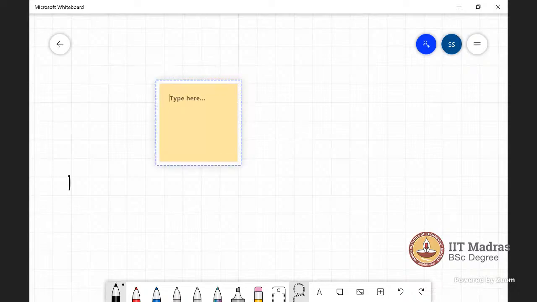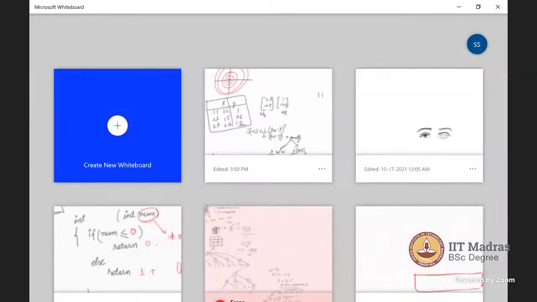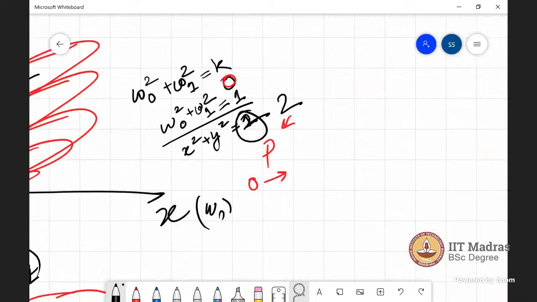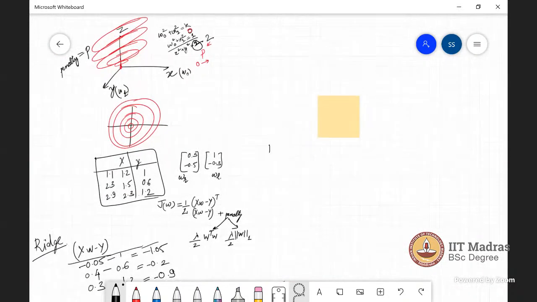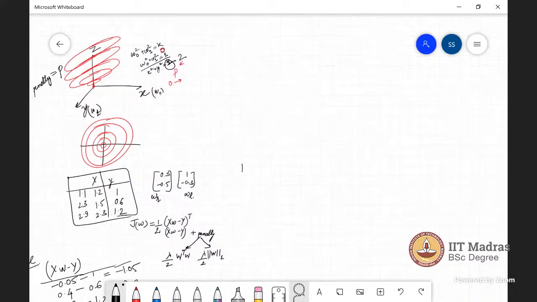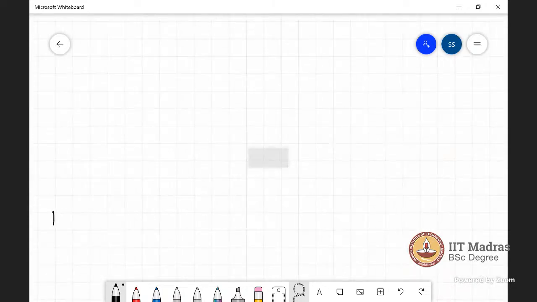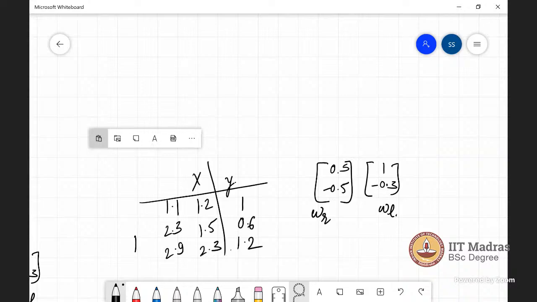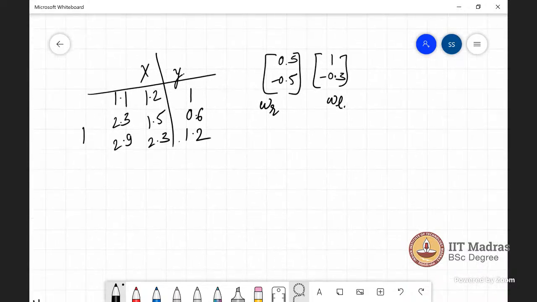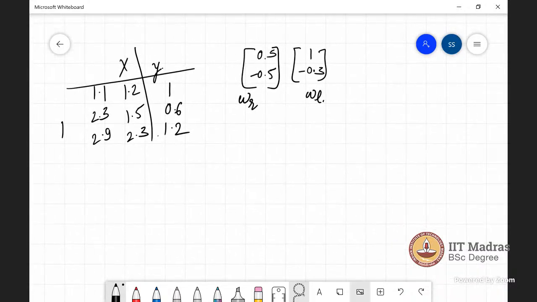No, so 0.97625 will be same. Pardon me? The least square part will be same, right? No, it will not be same. The vector is changed now. Oh, W is changed, right? This is the one. Okay. So we can ignore this part now.